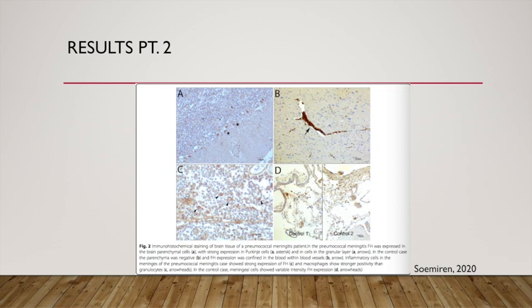B is our control case, and we only saw factor H staining in the blood vessels, which is to be expected since factor H is found in human plasma, usually nowhere outside of the blood vessels, though.